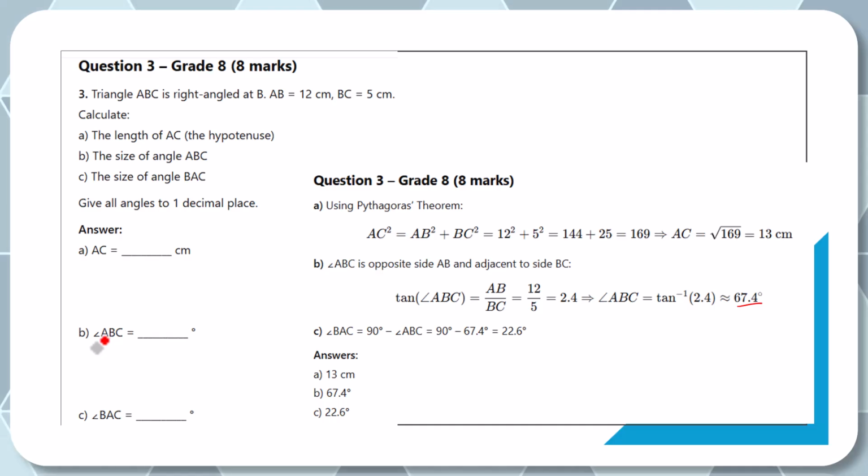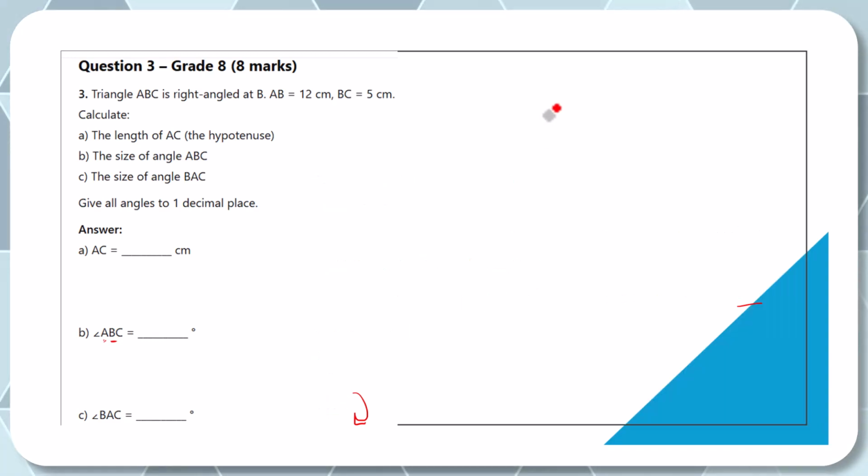Now I think there's a mistake in this because they're asking for angle ABC, but B is where the right angle is. So there's a mistake on this. So this should be here, and then the other one should be 90 degrees. Okay, now let me just draw that. Maybe I'm the one who has made a mistake. Let me just double check.